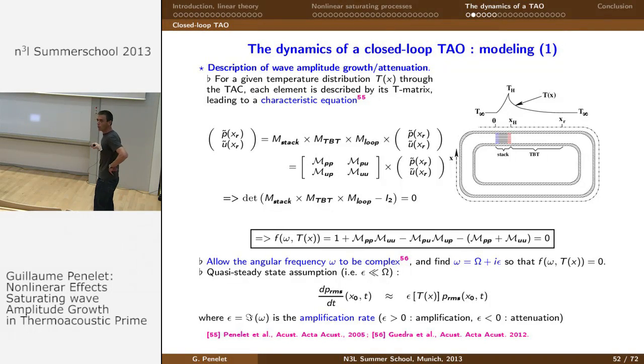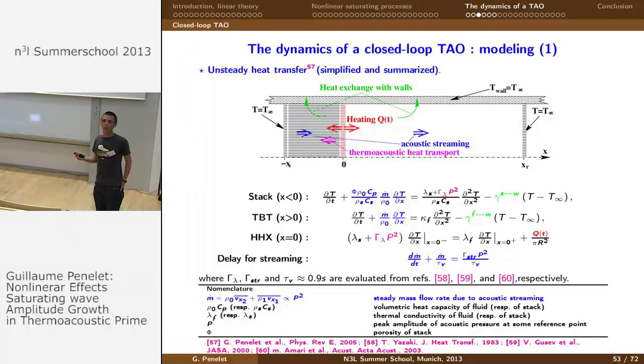And we can solve this characteristic equation by introducing a complex angular frequency. The real part of this angular frequency corresponds to the working frequency of the engine, and the imaginary part corresponds to the thermoacoustic amplification rate. So if it is positive, we have wave amplification. It is a weakly nonlinear approach that we use. Now, we need to describe unsteady heat transfer.